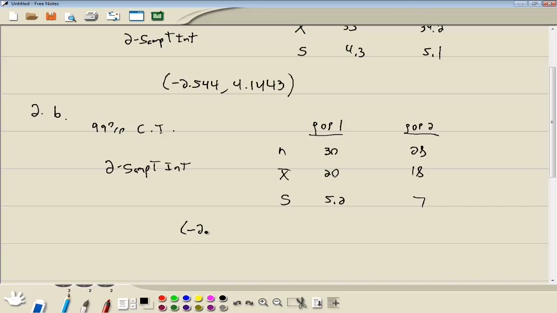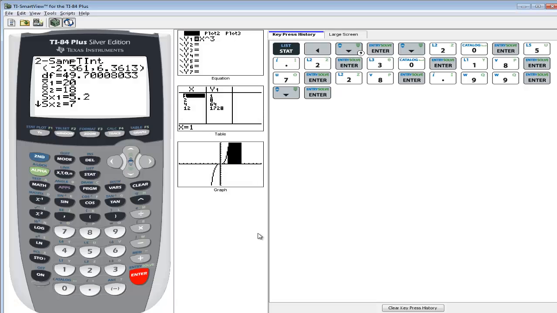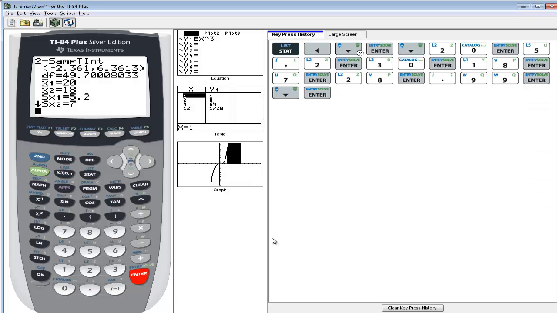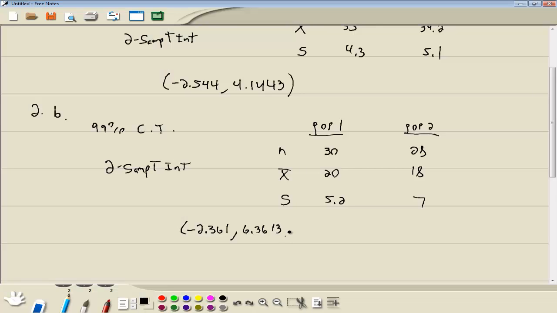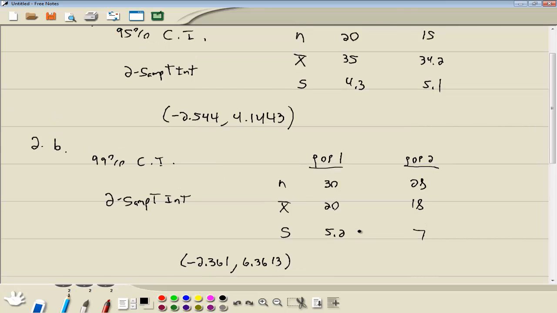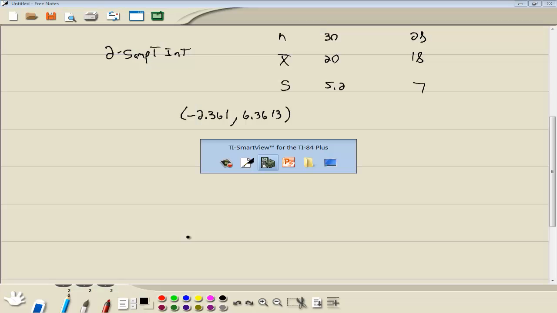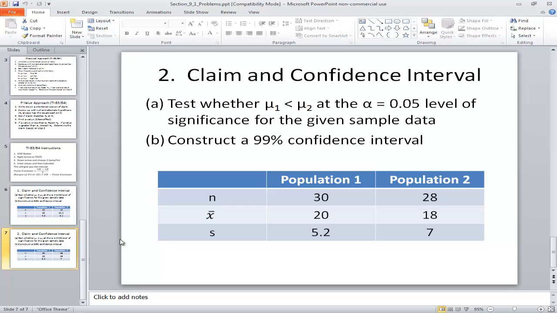And we got negative 2.361, comma, 6.3613. You can round this to whatever decimal places. And again, what this is referring to is the differences between the two population means. So this is not like averaging the two or anything like that. It's finding the differences between them. I believe that was the last one, yes it was. And that's it for that lesson.